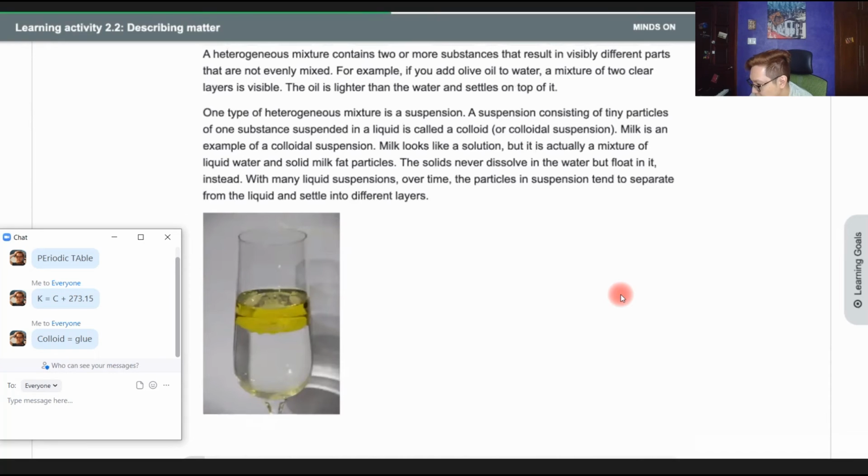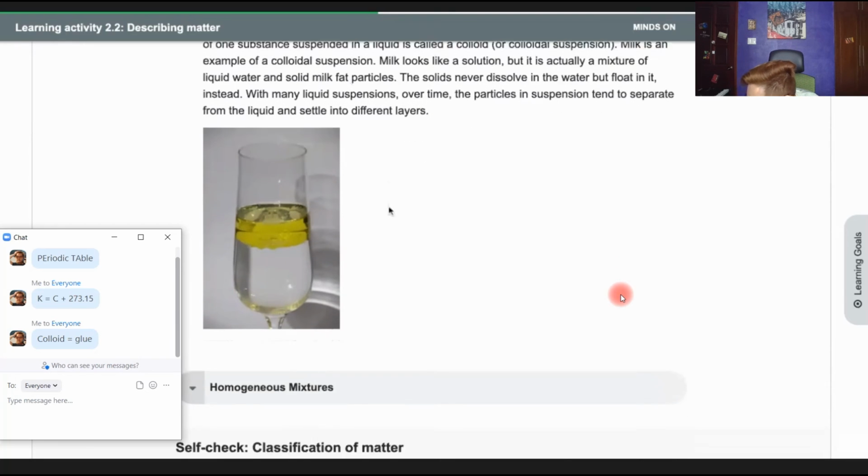Milk is an example of a colloidal suspension. Milk looks like a solution, but it's actually a mixture of liquid water and solid milk fat particles. The particles never dissolve in the water but float in it. With many liquid suspensions, over time the particles tend to separate from the liquid and settle into different layers.